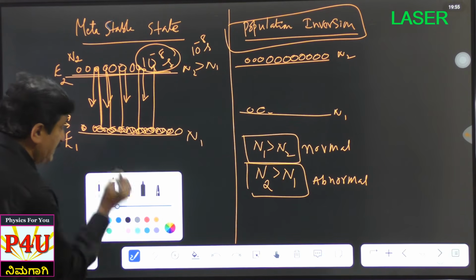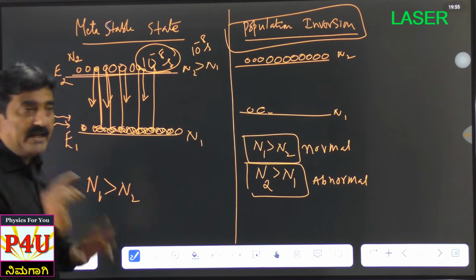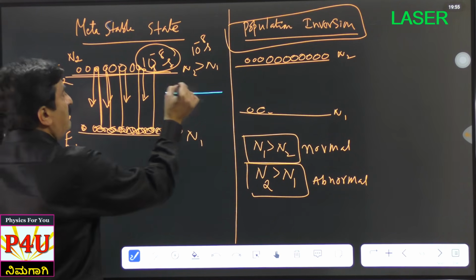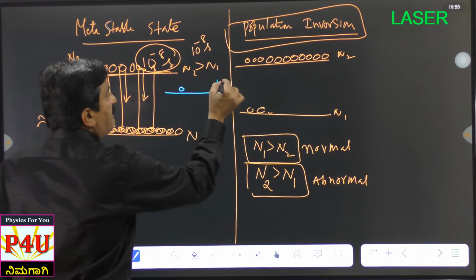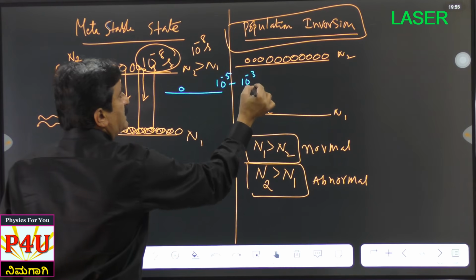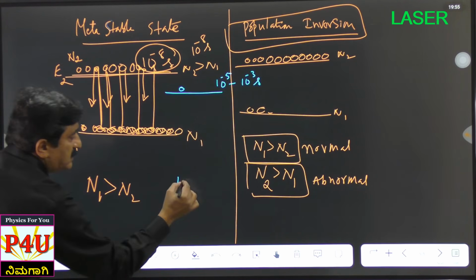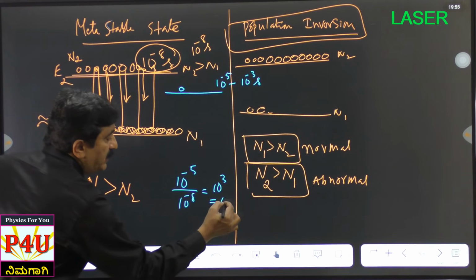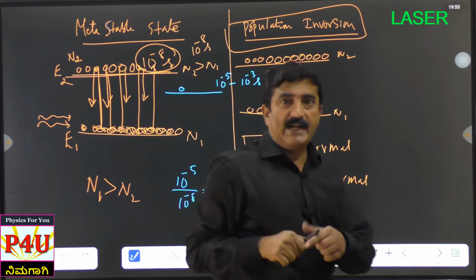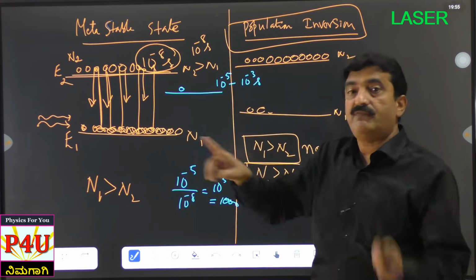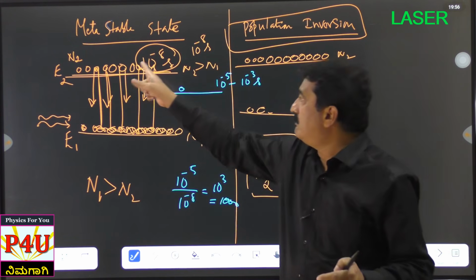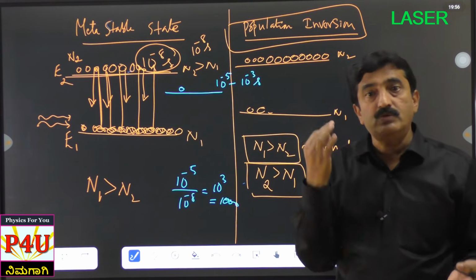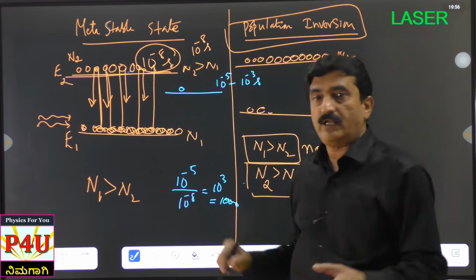So what to do? There is a solution. In some materials we have one intermediate level where, if an atom is put, it will stay somewhere between 10 power minus 5 to 10 power minus 3 second. Even 10 power minus 5 is sufficient. 10 power minus 5 compared to 10 power minus 8 is 10 power 3, that means 1000. If an atom can stay here for 1 second, here it will stay for 1000 seconds. Whatever the time it spends here, 1000 times more time it will spend there. That is enough for us.